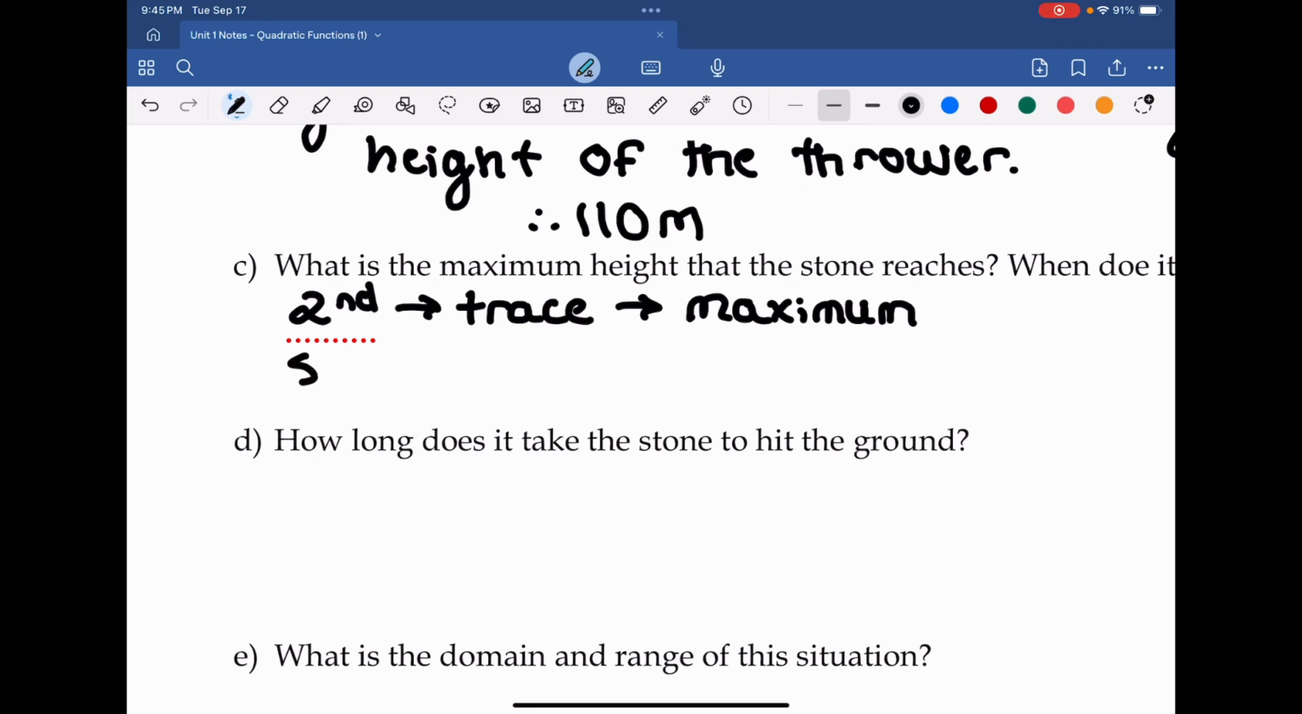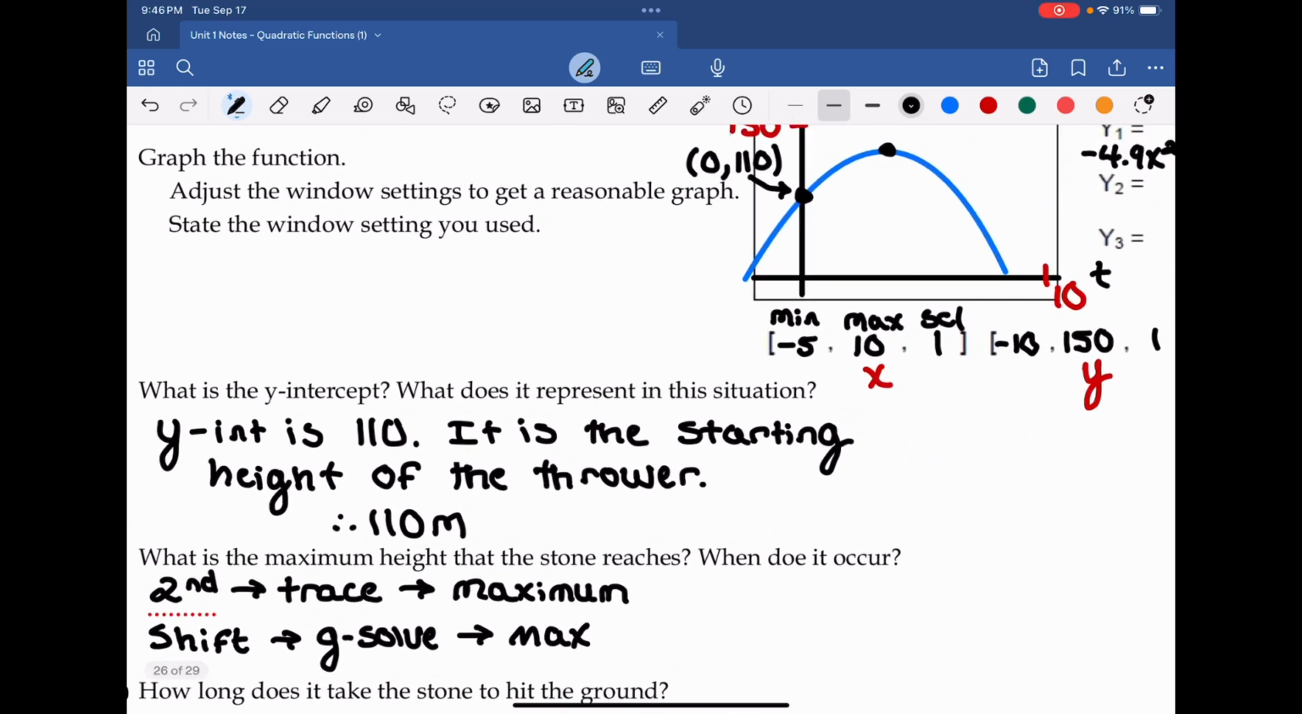For my Casio users, you're going to click Shift, then G-Solve, and max. Perfect. For my Casio users, as soon as you go Shift, G-Solve, max, it's actually just going to give you the value right away. It will give you the X and Y or the P and the Q that represent the vertex. Easy peasy.